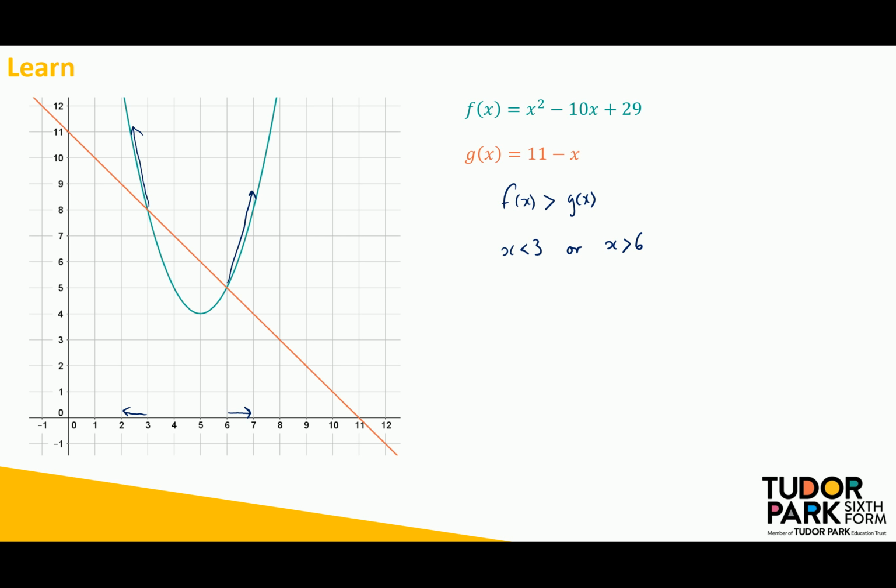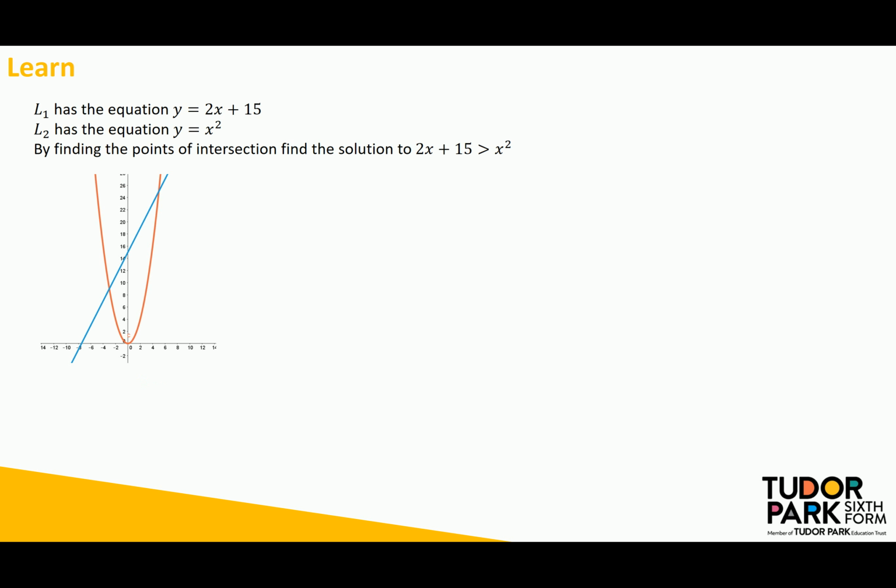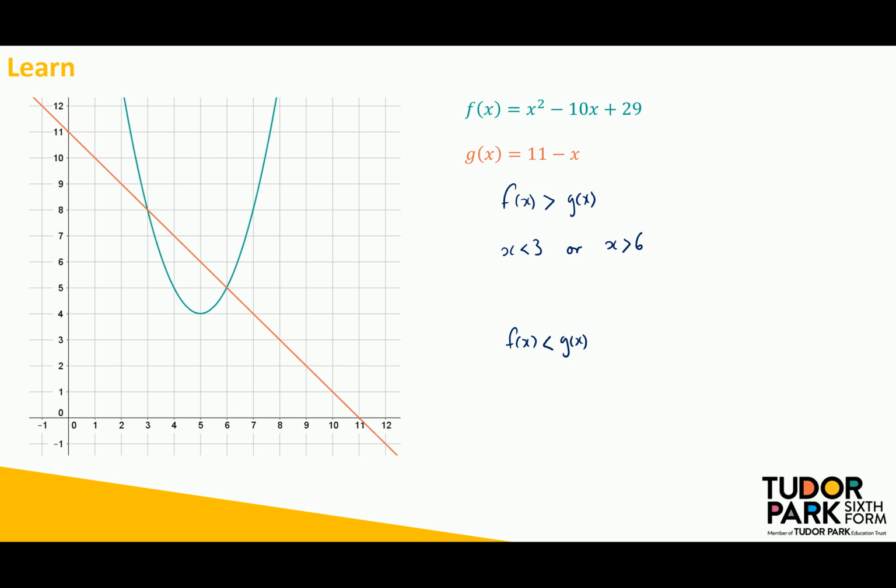If we'd have wanted that the other way round, instead of looking for f of x being greater than g of x, if we wanted f of x to be less than g of x, what we'd be looking for then is a region where the green function sits entirely below the orange function. So this section of our graph here.